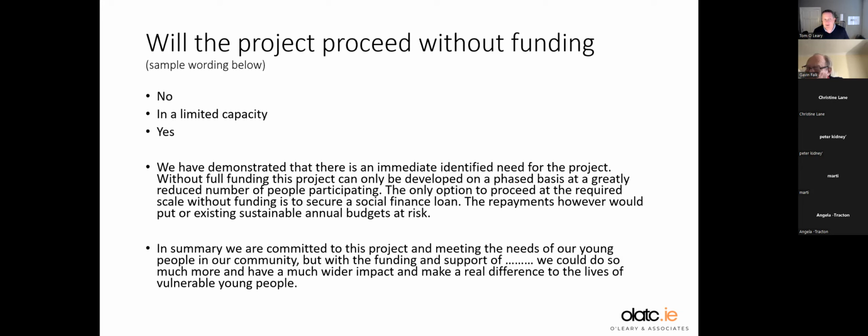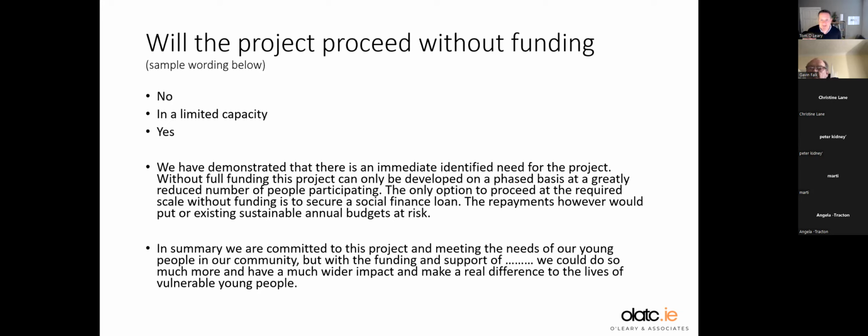So what I tend to put in there is that it will happen in a limited capacity, okay? This is sample wording from another project. So we have demonstrated that there is an immediate identified need for the project. Without full funding, this project can only be developed on a phased basis with a greatly reduced number of people participating. The only option to proceed at the required scale without funding is to secure a social finance loan. The repayments, however, will put our existing sustainable annual budgets at risk.